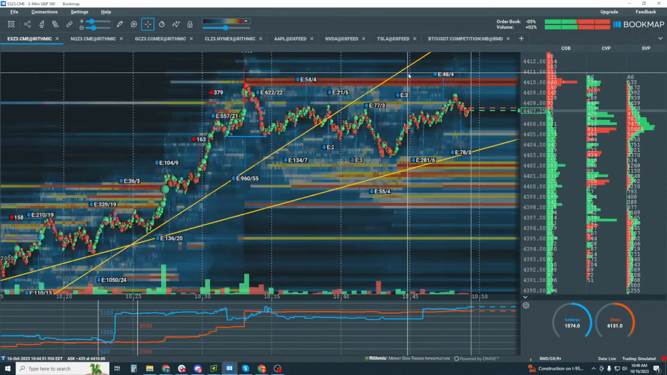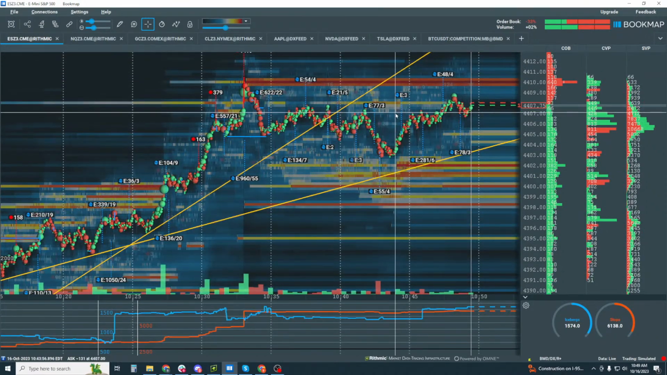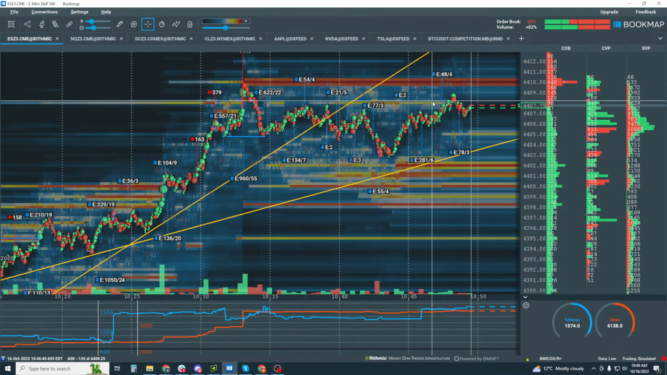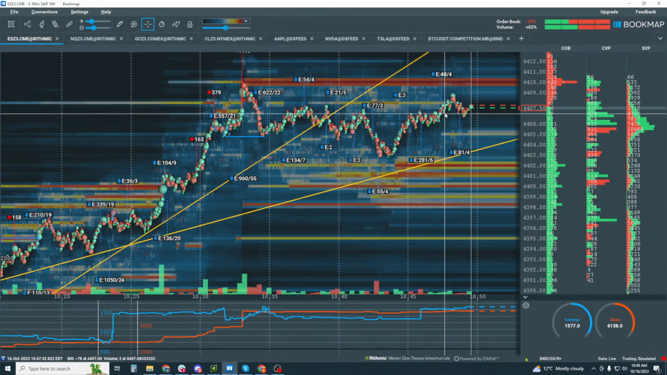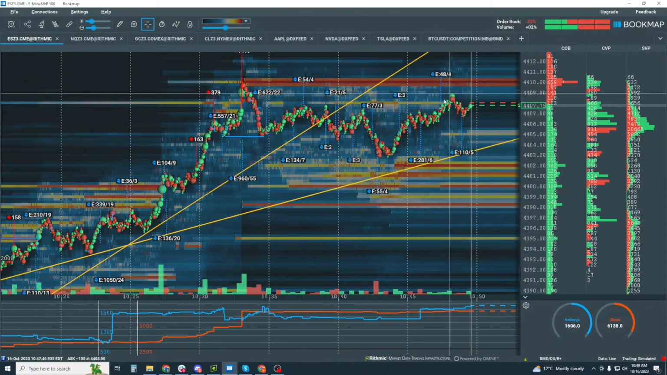And how are we on this S&P? So very choppy. It too came back up and tested this liquidity here at 08. Okay, but pretty thick wall up here at 10.